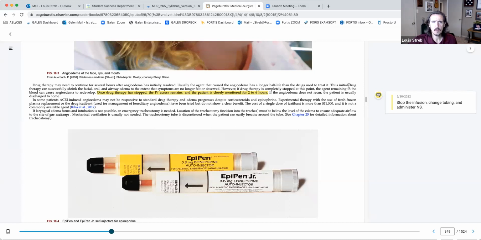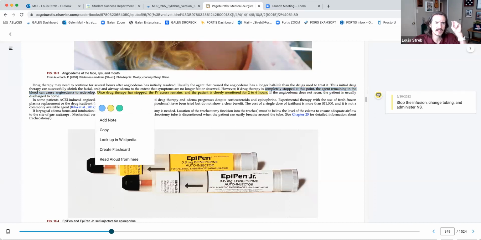So we're saying that when somebody is receiving medication and ends up getting medication they don't need, what are we going to do about it? It's saying that if the patient is receiving IV medication, we want to completely stop the medication at this point, right? That's what we're trying to do. Stop, because the agent remaining in the blood can also cause angioedema to redevelop.